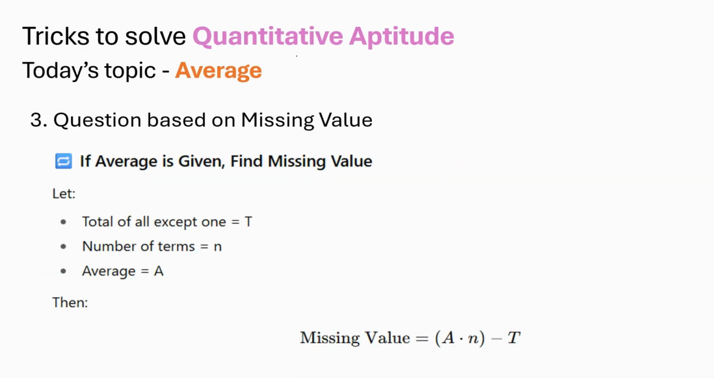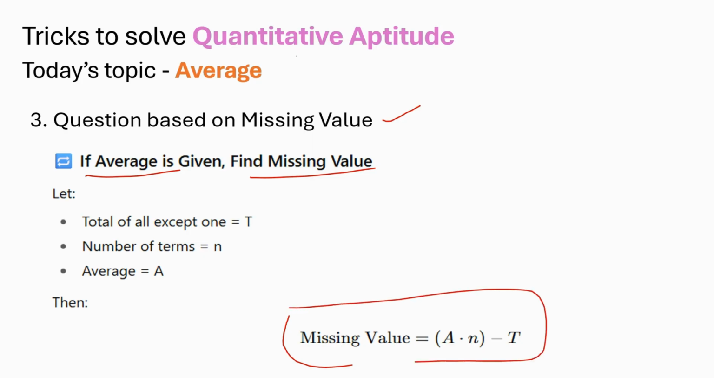Next trick is based on questions where we need to find the missing value. Some questions where the average is given and we need to find the missing value. For that scenario, you need to remember this formula: missing value equals A multiplied by N minus T. So A is average, N is number of items, and T is total of all items except the one which is missing. So the formula is missing value equals A dot N minus T.